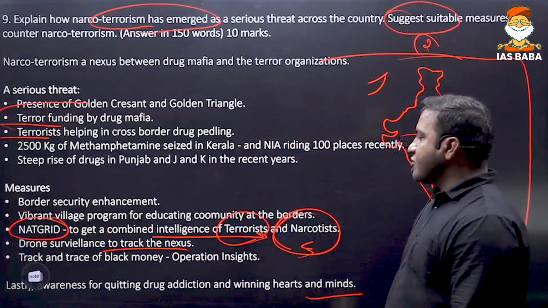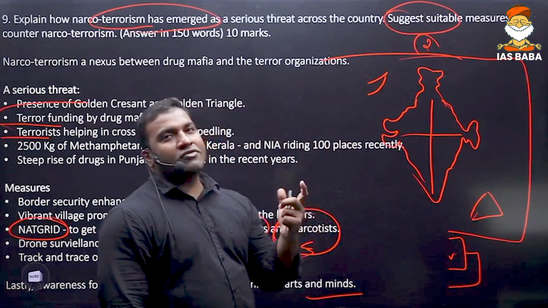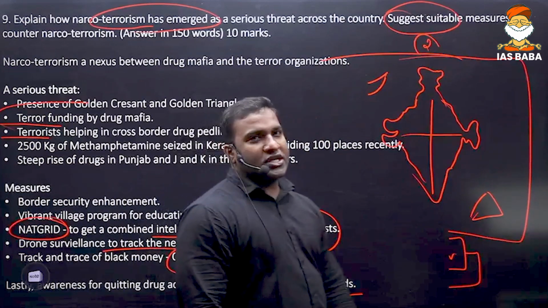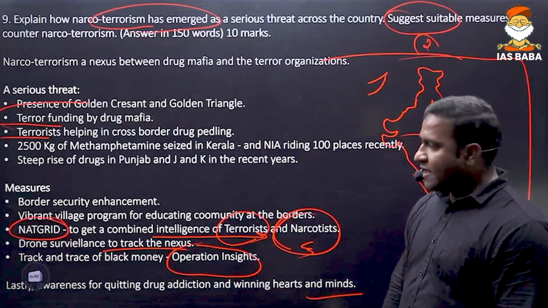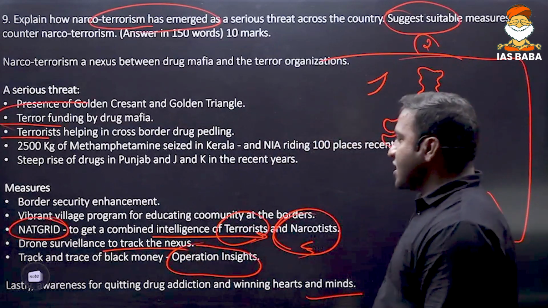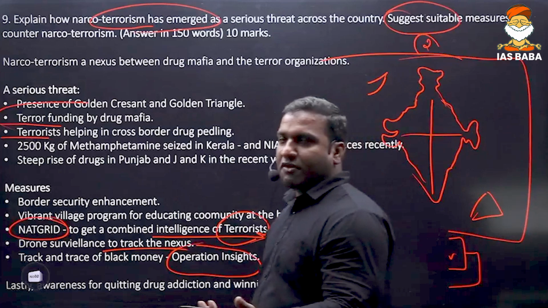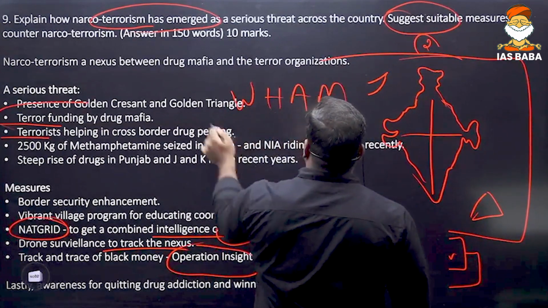Then track and trace of black money. So if you track and trace the money, you will track and trace how the drugs are going on. Operation Clean Money, during demonetization we brought in to track the untaxed money. Then conclusion, lastly, awareness for quitting drug addiction and winning hearts and minds. WAM, winning hearts and minds. Such jargons always stop us.